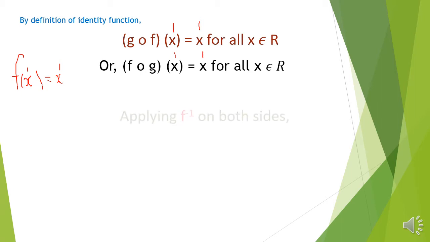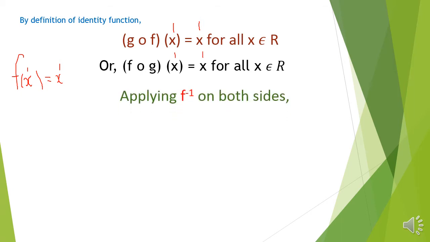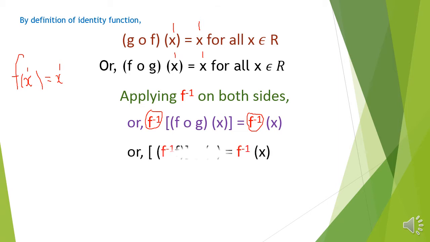So let's apply f inverse on both sides of fog is equal to x. You can see here f inverse is applied on both sides, which is in red. Now we can regroup it. Don't get confused, it's not taking composite on both sides, we just applied f inverse on both sides.